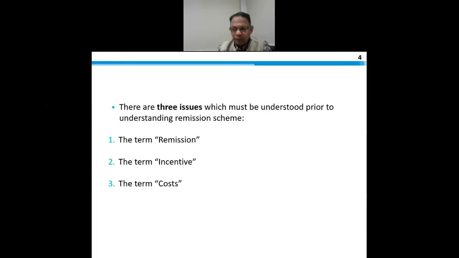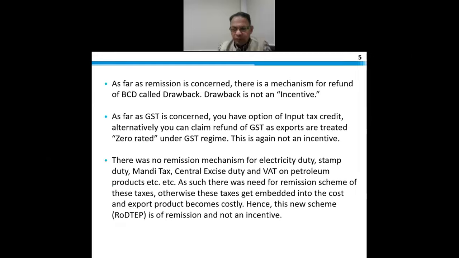Having understood this, let us look at, as far as remission is concerned, there is a mechanism for refund of basic custom duty called drawback. Drawback is not an incentive. Unfortunate part is this in India, and I'm saying this from long experience, 40 years plus, people always believe drawback is an incentive. If you go technically, drawback is refund of custom duty. Drawback does not include IGST because you have input tax credit available.